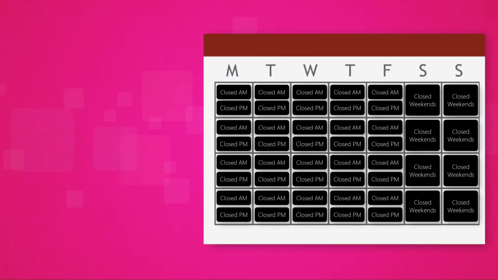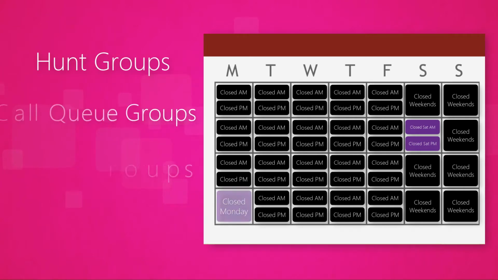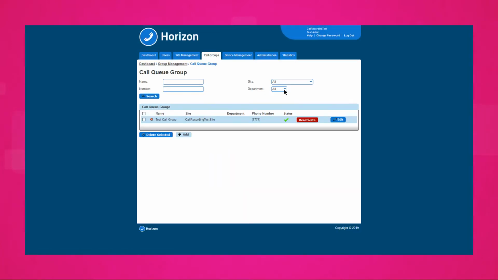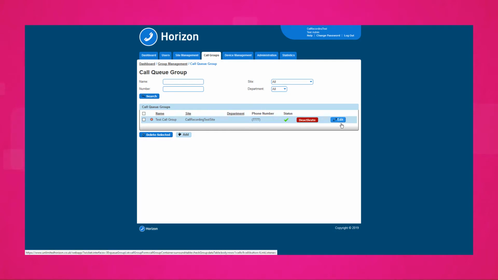You can add one-off items to schedules for the different types of call group, including hunt groups, call queue groups, call center groups, and auto attendants. If you're adding a one-off item, you'll need to edit the group that this is specific to. First find the group and then click Edit.